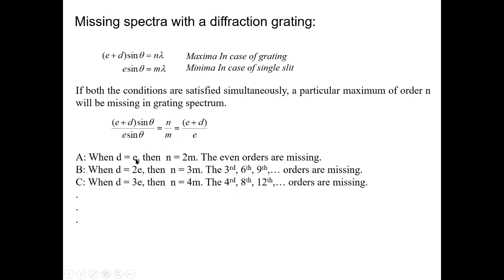So if e equal to d, then n will be twice of m, and if d equal to twice of e, then n will be equal to 3m. So in this case, even orders will be missing, and in this case, 3rd, 6th, 9th, 12th orders are missing, and in this case, 4th, 8th, 12th orders are missing, and so on.